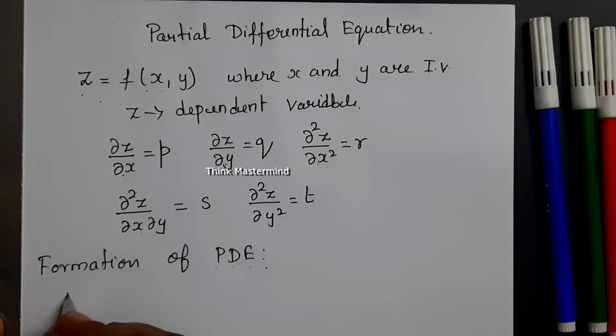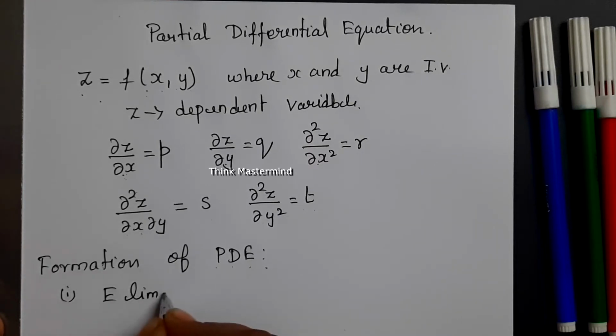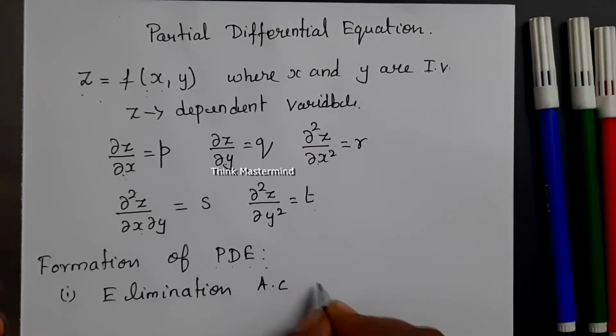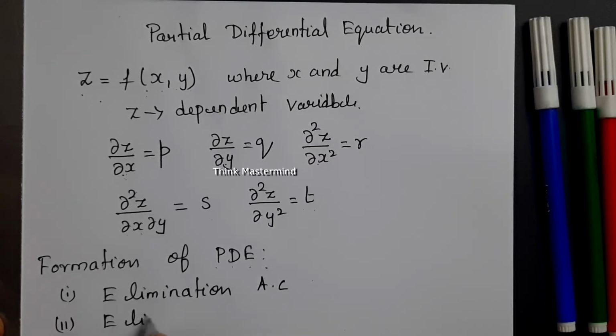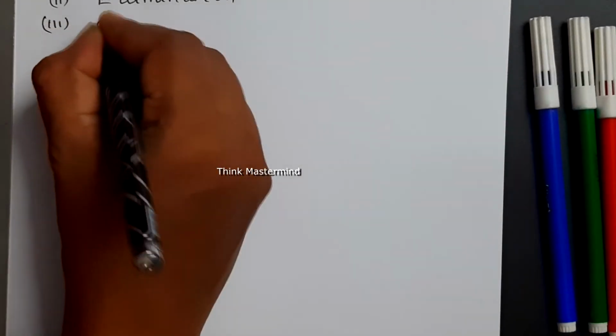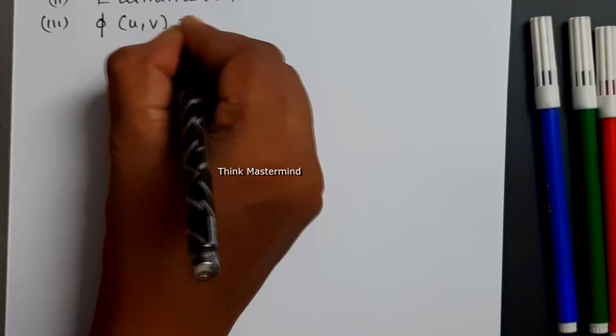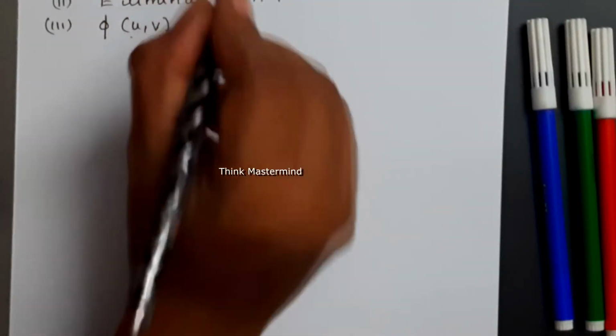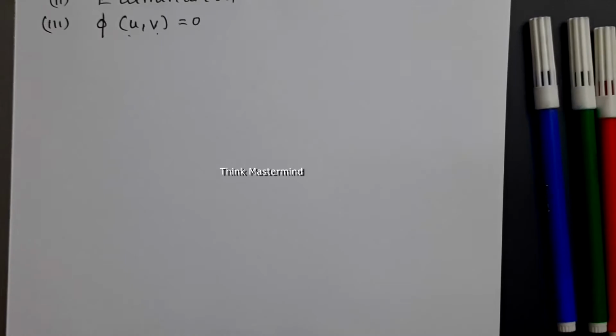So here there are three types of formation of partial differential equation. First one is eliminating arbitrary constants from the given equation. Second one, elimination of arbitrary function from the given equation. Now third one, any equation of the form phi of u comma v is equal to 0, where u is a function of x and y, v is a function of x and y.